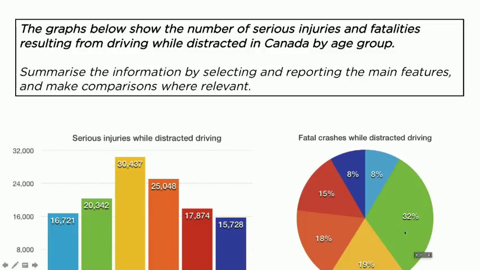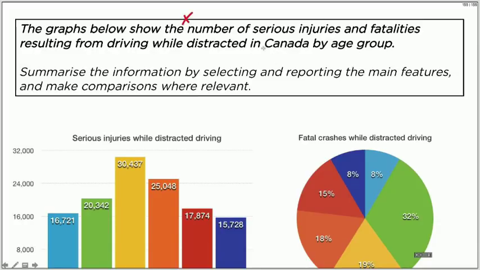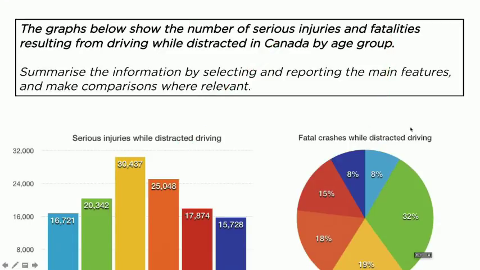Can you see them? The first one is number of serious injuries. That's the bar graph here. And fatalities, that's the pie chart here. Fine. In Canada by age group. You can't see the age group, but I'll show you that in a second.